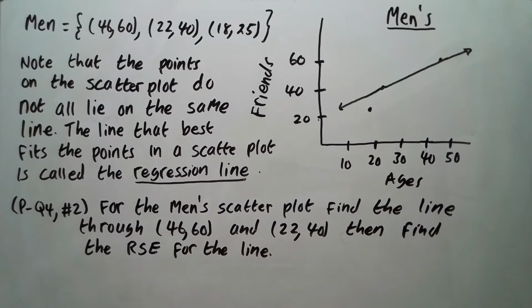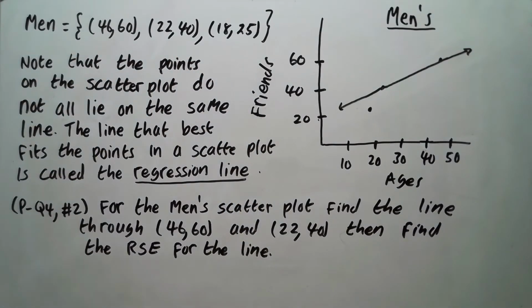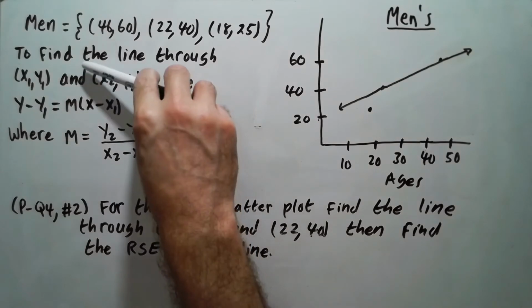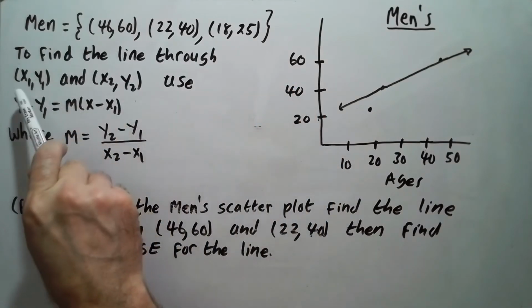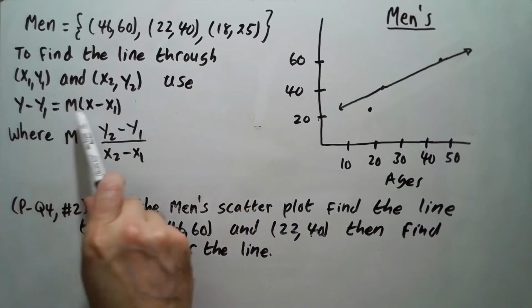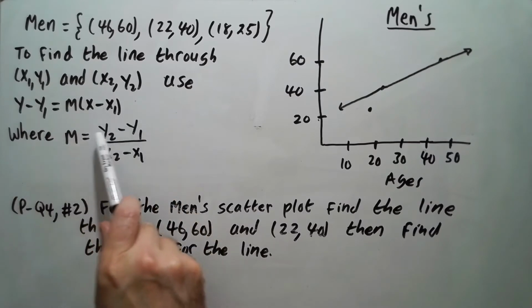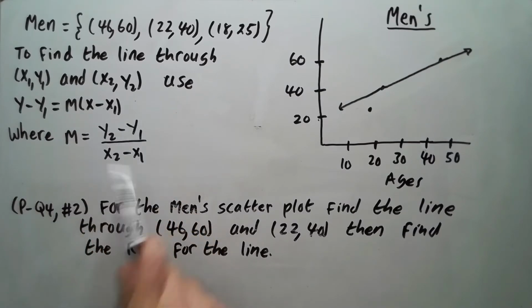Okay, so let's find this line algebraically. Given 2 points, there's a way to find the line algebraically. So let me write that up here. I'm going to erase a few things and we'll keep going. So here's the way to find the line algebraically. Given 2 points, (x1, y1) and (x2, y2), we use the equation y minus y1 equals m times (x minus x1), where m equals (y2 minus y1) over (x2 minus x1).